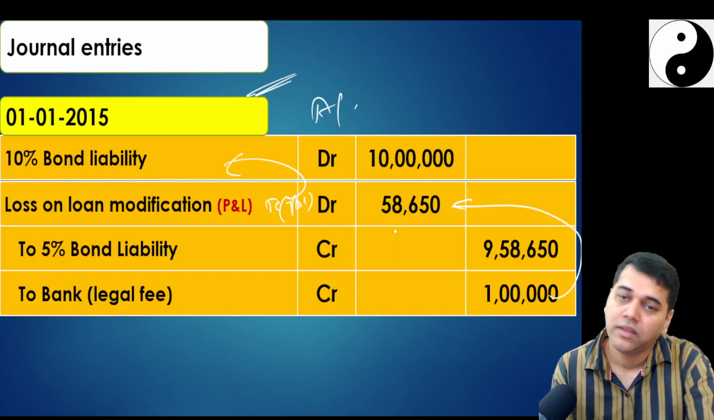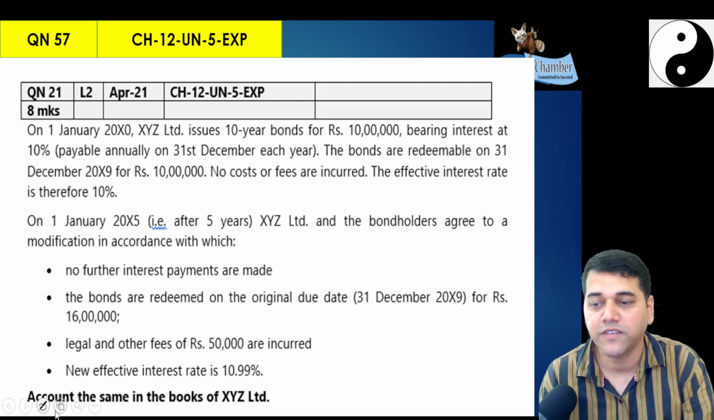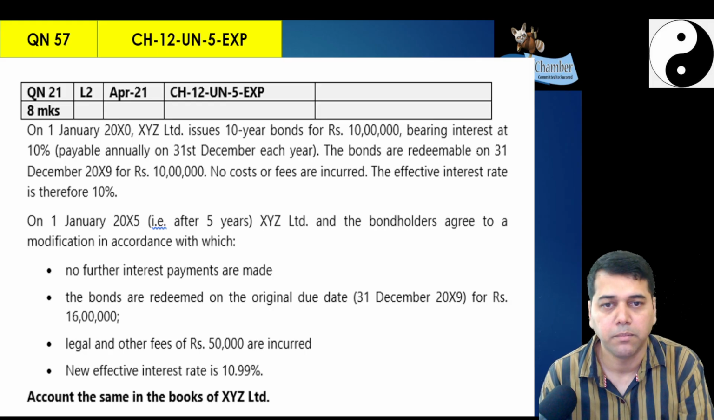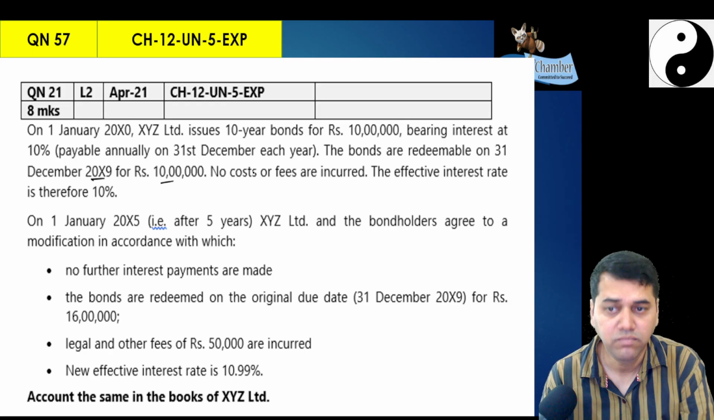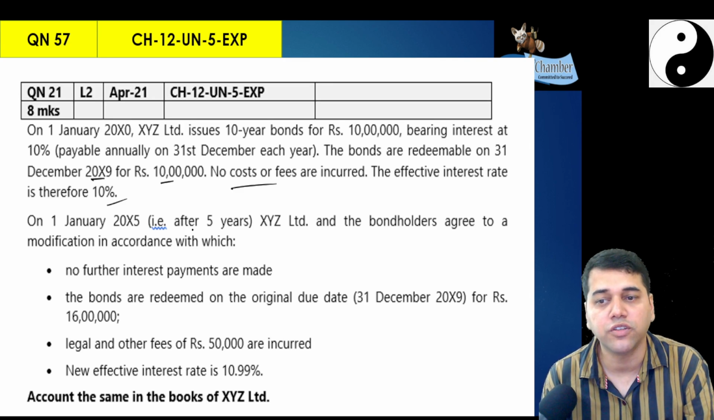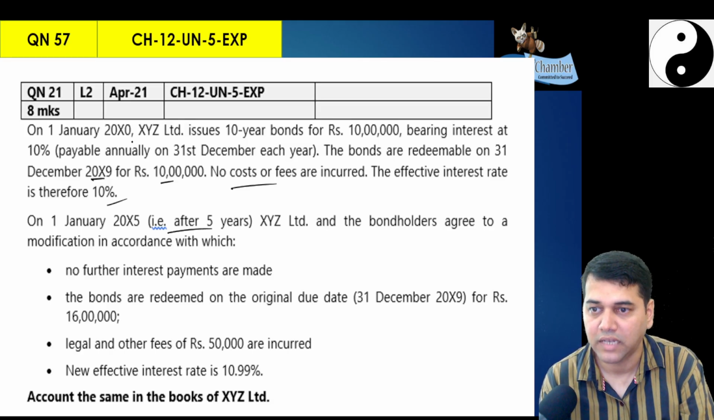Followed? Yes. So we will move on to the next question. One more example; 2 examples are given. On 1st of January, XYZ issues a 10-year bond for 10 lakhs. Same story. Interest is 10%. The bond is redeemable in 2009, 10 years, at 10 lakh. No fees incurred, effective. Same, correct? Now on 1st of January 2005, after 5 years, is it correct? After how many years?